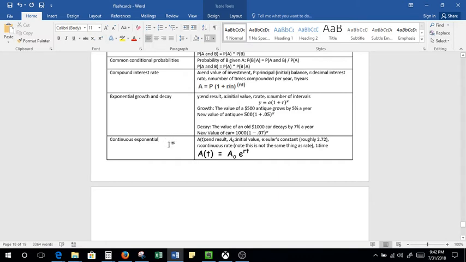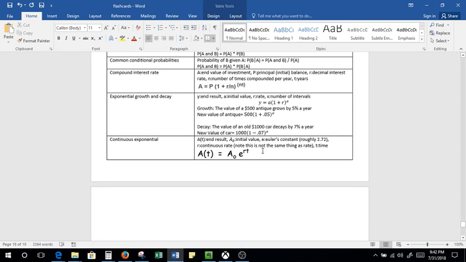Lastly, we have continuous exponential. A T is the end result, A0 is the initial value, E is Euler's constant. It's roughly 2.72, but it'll be on the calculator. So given that it's a continuously growing function, you could have some major rounding errors if you use this number like this. So actually use the number on the calculator.